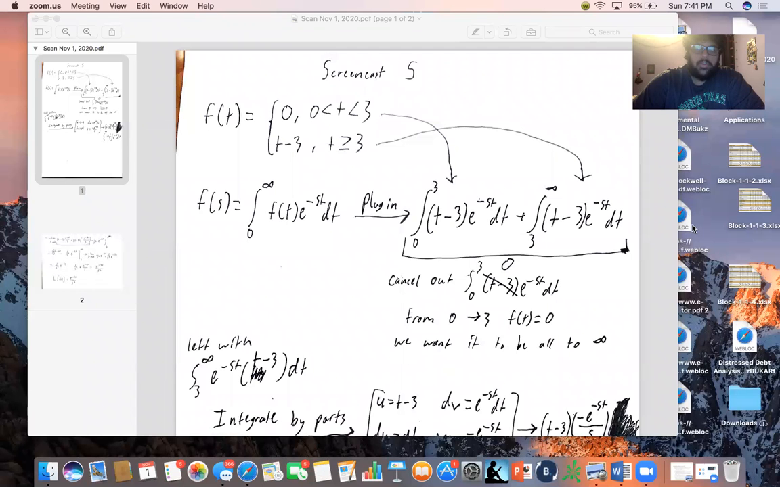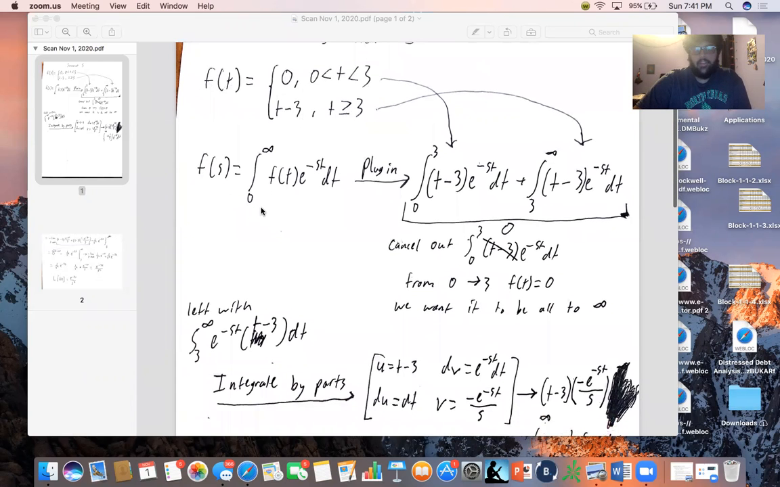Okay, this is screencast 5. So today we're just going to work through the problem of finding the Laplace transformation of f of t equals a piecewise function: 0, where t is more than 0 and less than 3, and t minus 3, where t is more than or equal to 3.